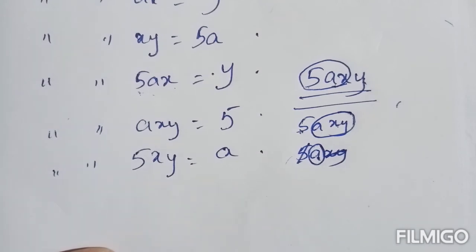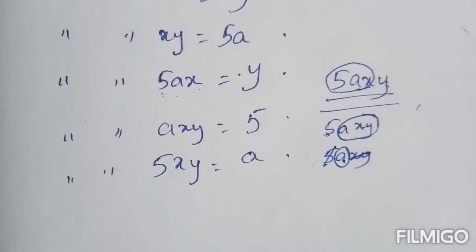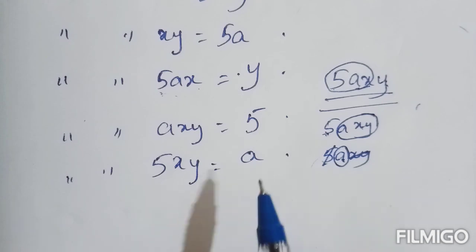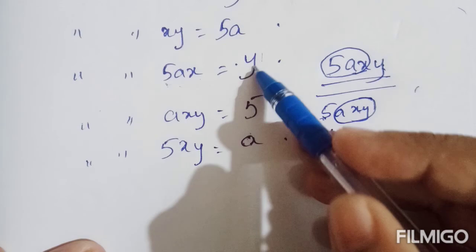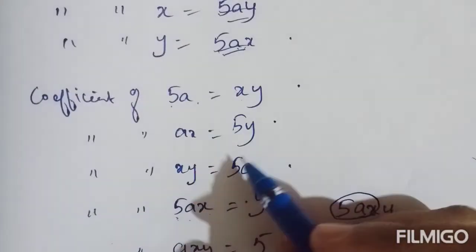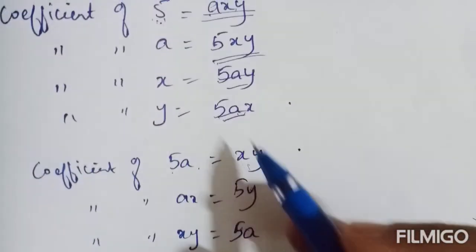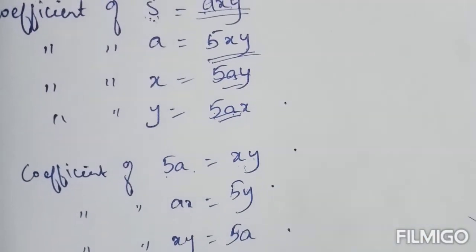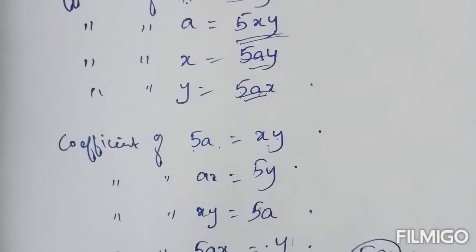So coefficient can be any factor or a group of factors of a product. Coefficient means it can be a single factor or a group of factors. These are examples for a single factor: 5a, 5y, xy. These are examples for a group of factors: 5ax, 5ay, 5xy. So these are all coefficients of the remaining factors.